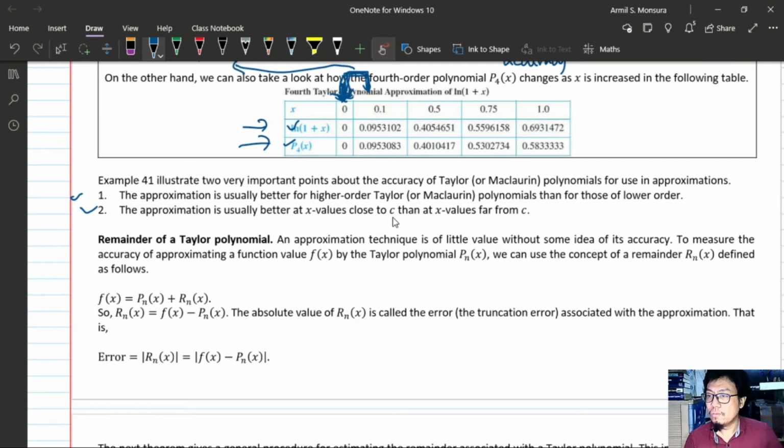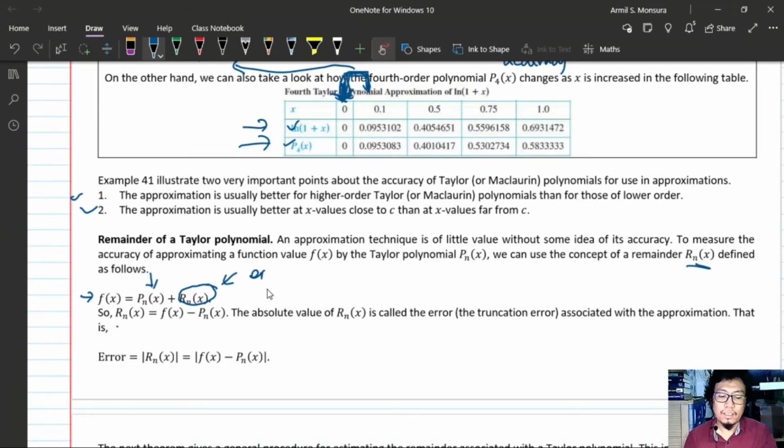So we discuss here the remainder of the Taylor polynomial, in particular Taylor's theorem. To measure the accuracy of approximating function value of f of x by the Taylor polynomial p, we can use the concept of the remainder defined as follows. If we are making an approximation to a known function, then the difference between the value of the function and the value of the approximating polynomial is its error. So we call this the remainder.